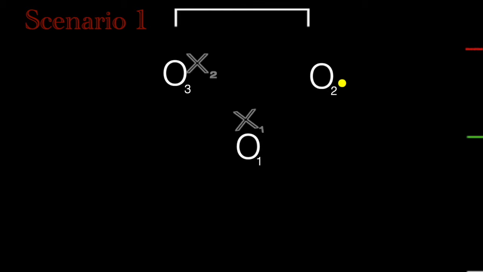O2 now has the ball, and what happens next will be dependent on what X2 does. If X2 presses O2, then O2 will pass the ball weak side to O3, who should be on that weak side goalpost. If X2 does not commit to O2, then O2 will attack and look for his shot.